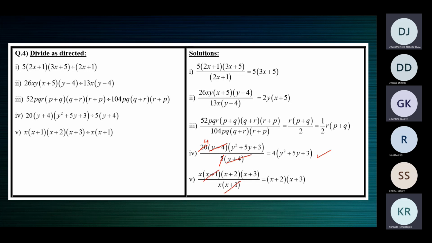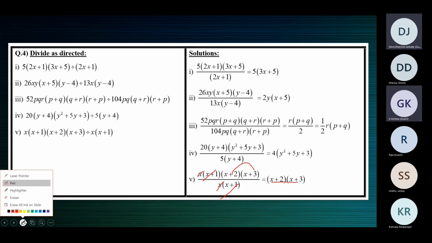X plus 1 cancel. Ma'am, can I try, ma'am? I'm Devadarshini. Yes, ma'am. X plus 1 gets cancelled, ma'am. And x and x get cancelled, ma'am. And the remaining x plus 2 and x plus 3 are the answer. Very good.